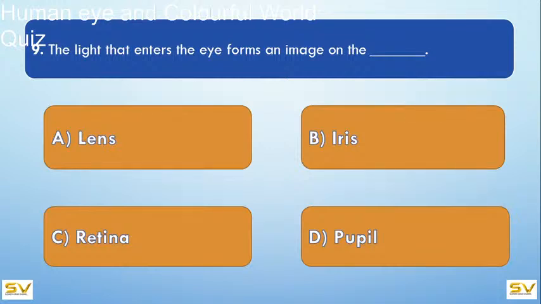Yes, it's time to reveal the answer. Your guess, option C, is correct. Very good. All answered correctly, because the light passing through our eye goes through the lens and forms an image on the retina only. So C is correct, ma. It's retina only. Very good.